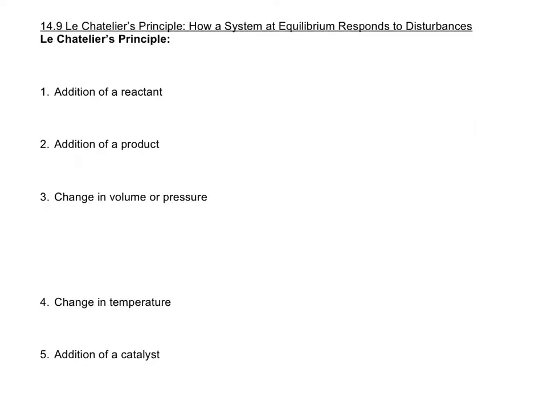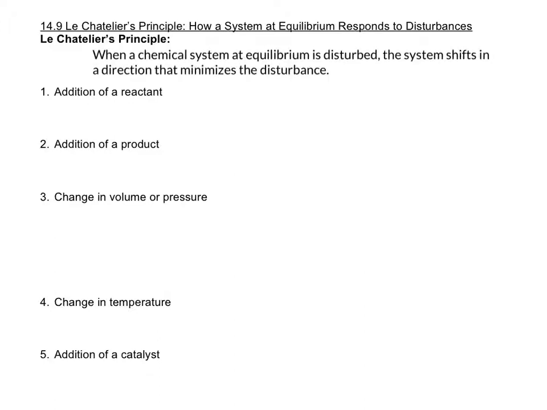All right, and then last but not least today, I'm going to talk to you about Le Chatelier's principle. Le Chatelier's principle tells us that when a chemical system in equilibrium is disturbed, the system will shift in a direction that minimizes the disturbance. So I'm basically going to go through different examples of ways we could disturb the system and explain how the system is going to respond as a result.